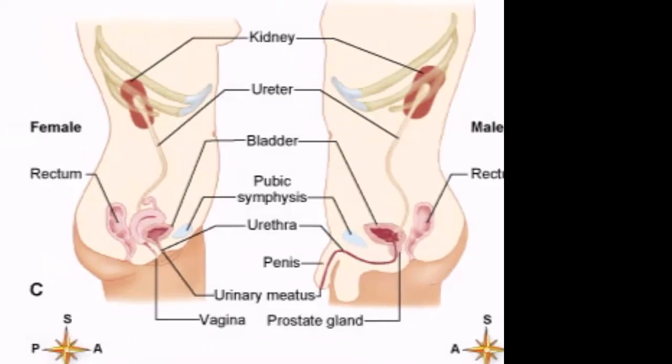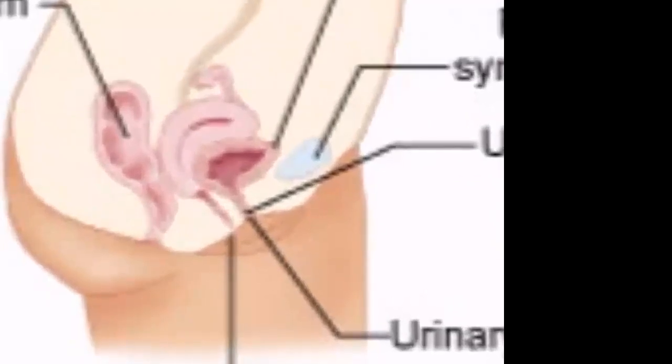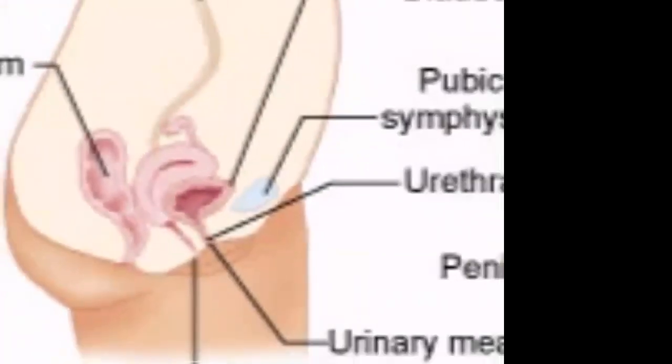Well, looking at the female, again, we see the kidney with the ureter coming down. But if you look at the urinary bladder, the uterus, which is right here, is sitting right on top. A normal position of the uterus, at least, is what's called anteflexion, where it's sitting on top of the urinary bladder, sort of tilted towards the front.